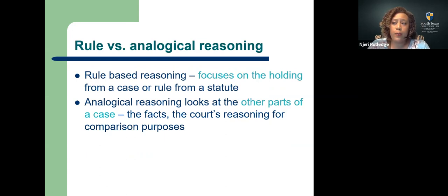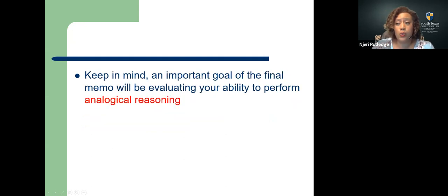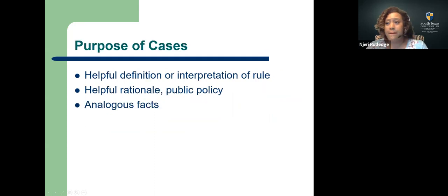So in terms of rule-based reasoning, the focus is on the holding from a case or the rule from a statute. Analogical reasoning looks at other parts of a case. That may include the facts or the court's reasoning for comparison purposes. You also apply the holding as well, but you've got to look at the facts. Keep in mind, an important goal of the final memo is all going to be about your ability to perform analogical reasoning in a competent fashion.